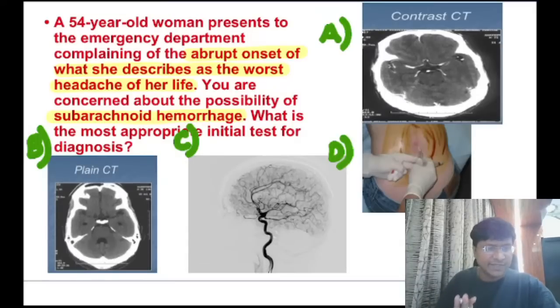Very simple and very easy question. The answer is plain CT. Non-contrast CT is what we need to use. Now, what about the role of other investigations in subarachnoid hemorrhage? Let me explain to you. Why is it that we need to use the plain CT, that is non-contrast CT?